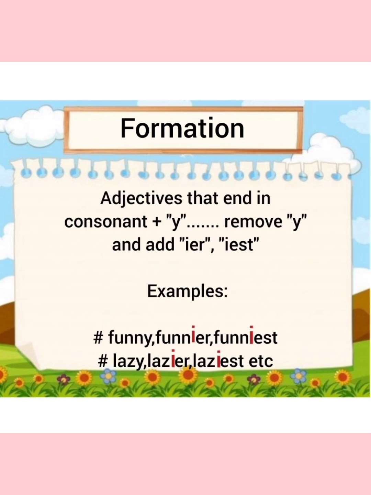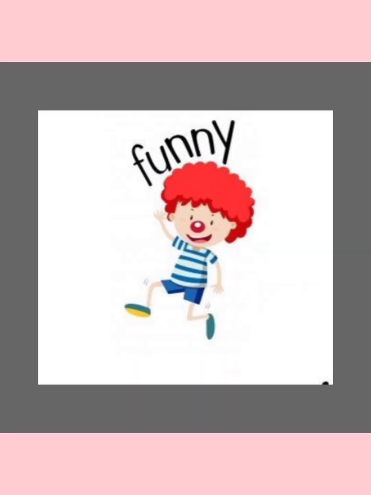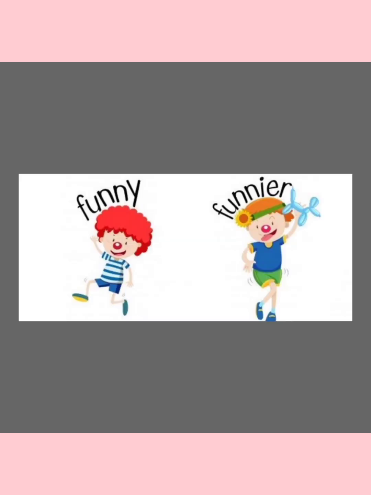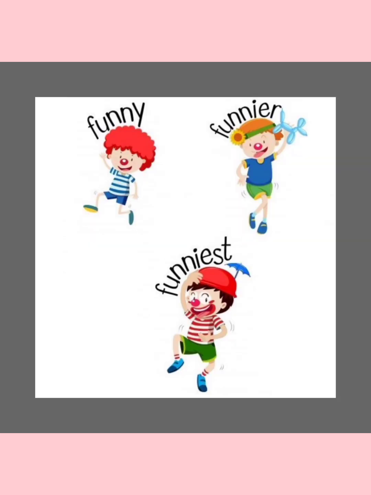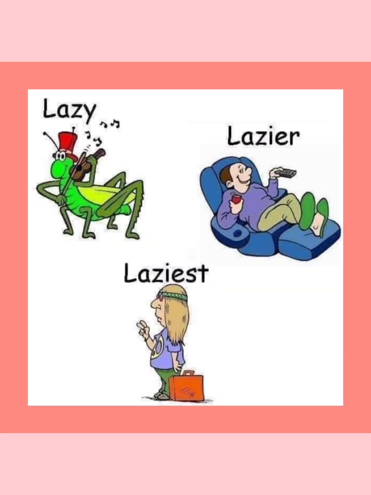Next we have adjectives that end in consonant plus Y. Then we have to remove Y and we'll add IER and IEST in their comparative and superlative degrees. For example, funny. Now this word ends in Y and before that Y we have a consonant letter, that is N. So in the comparative degree, I'll add IER by removing the last letter Y, funnier. And in the superlative degree, it will be funniest. The next example is lazy, lazier and laziest.